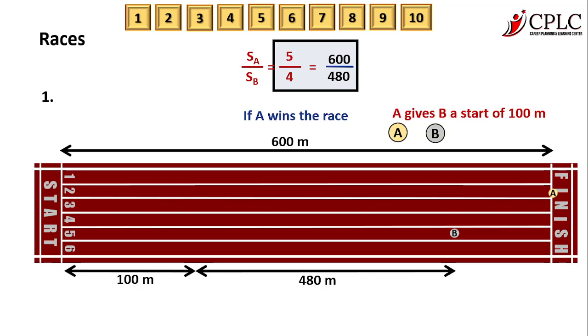But by how much does he win the race? Obviously, 20 meters, because B has covered overall 580 meters: the initial 100 meter start, which is given by A, and then another 480 meters. So B has done 580. So out of 600, B has done 580. B is lagging by 20 meters. A wins the race by 20 meters, is what we can say.